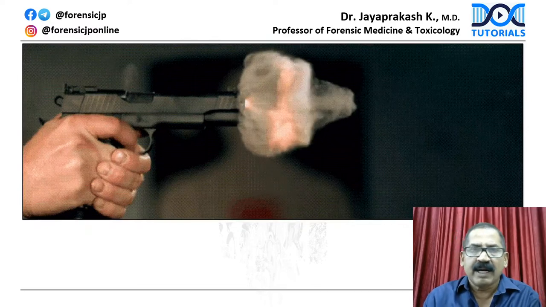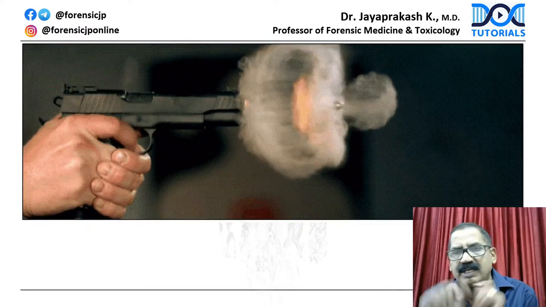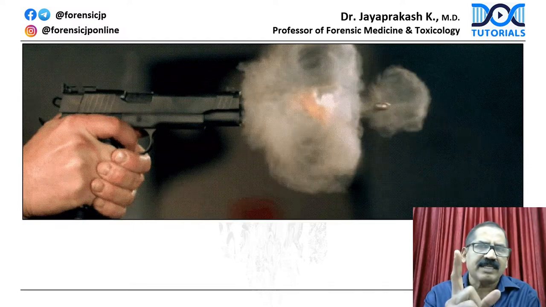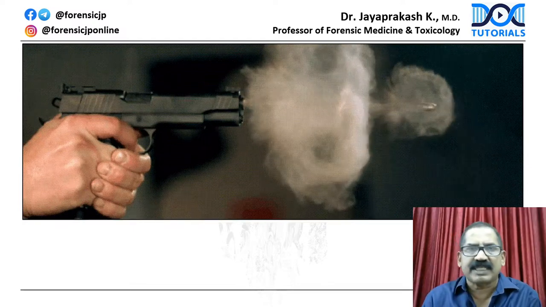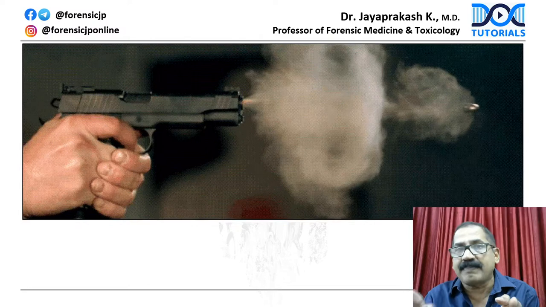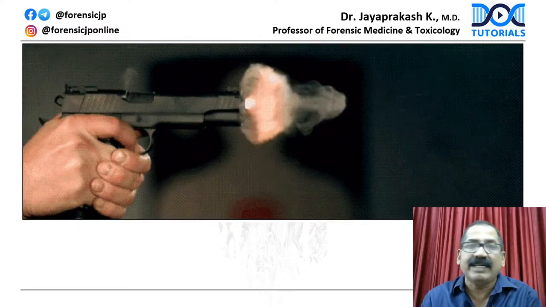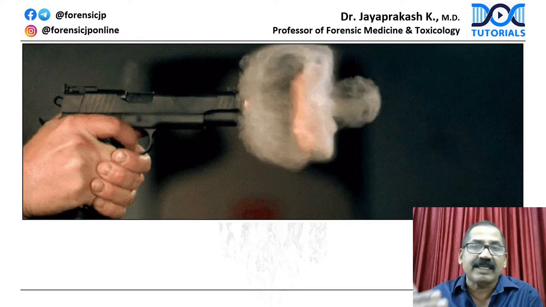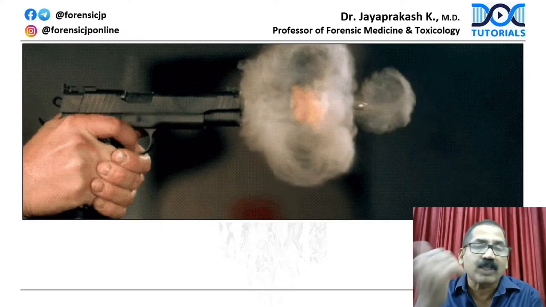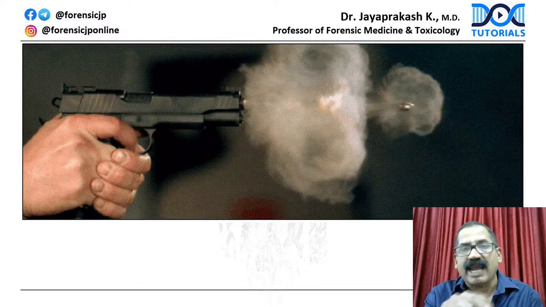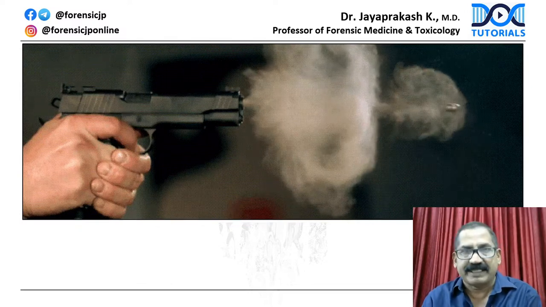Okay. And I don't want to talk about the content of the cartridge. The cartridge, as you know, has got a percussion cap. Just next to the percussion cap is the primer. Next to the primer is the propellant. Next to the propellant is the projectile. Projectile in rifle firearm is known as bullet.